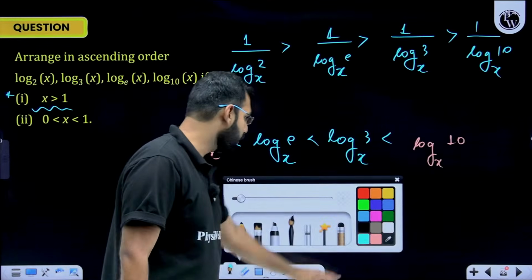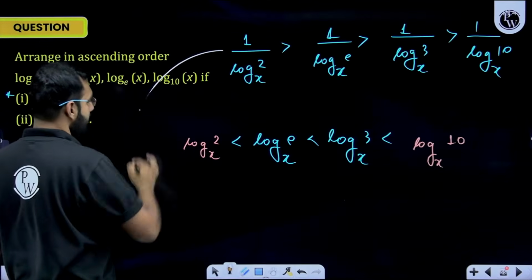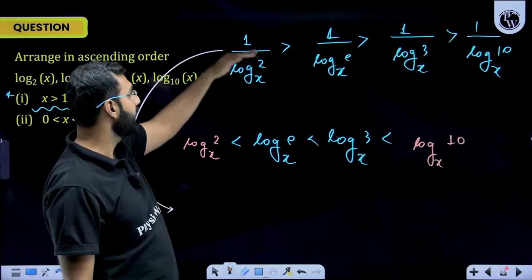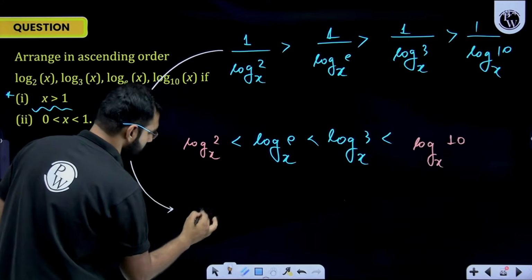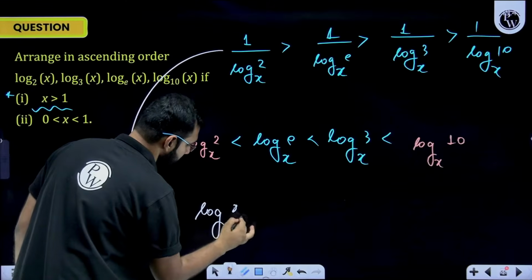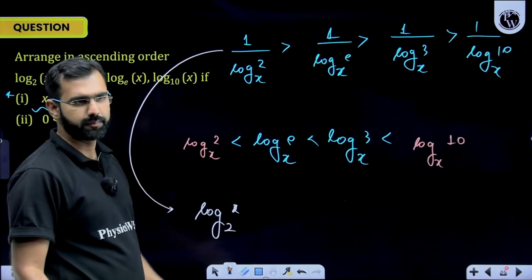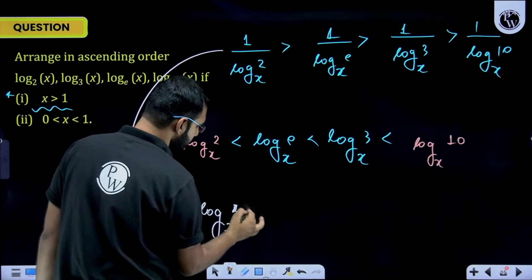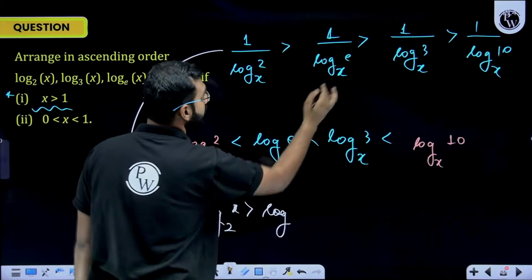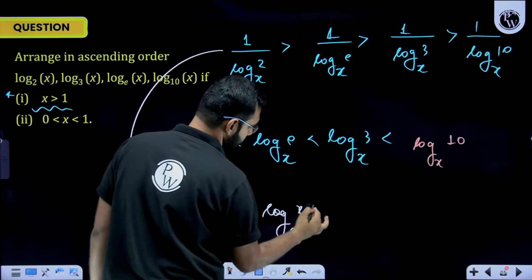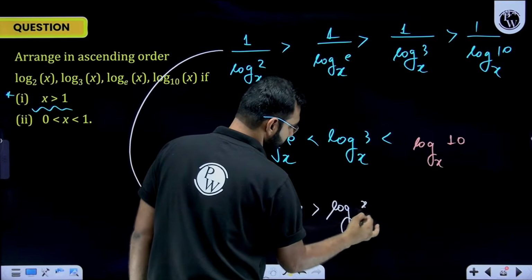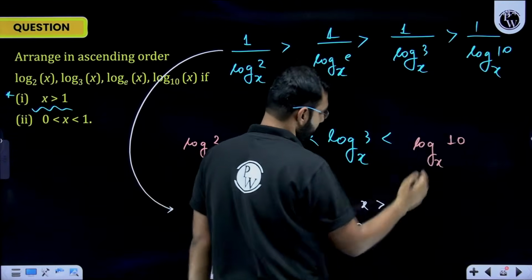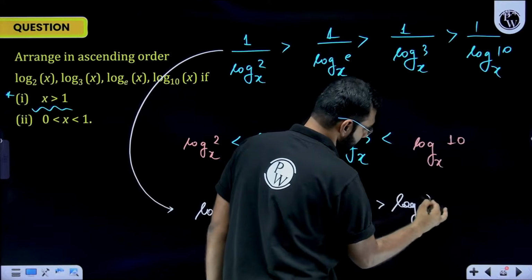And if I now talk about this property, how do we write 1 by log 2 base x? I have to remember I can write it as log x base 2, a simple property, greater than log x base e, greater than log x base 3, greater than log x base 10.